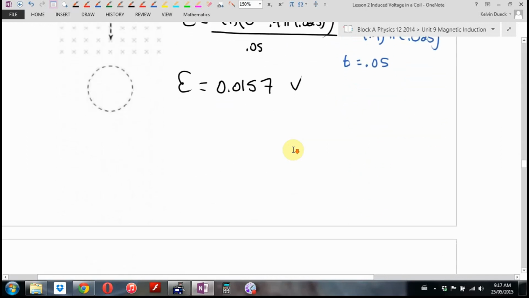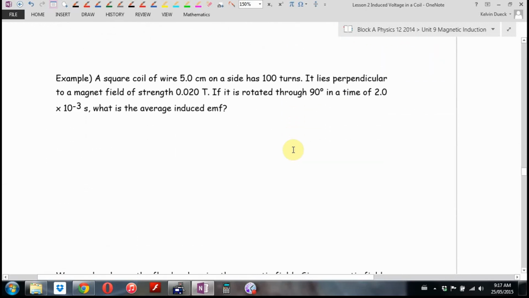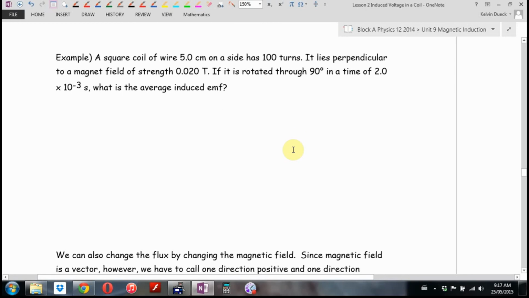Let's kick it up a notch. A square coil of wire, 5 centimeters. Oh, you know what? Square. What's the area of a square? Really length times width, but since they're identical, if you really wanted to, you could just say length squared. Oh, is that where the term comes from? Yes, Captain Obvious. It has 100 turns.